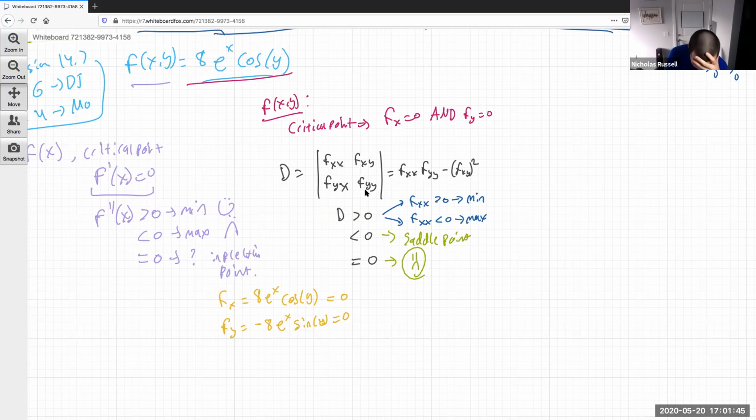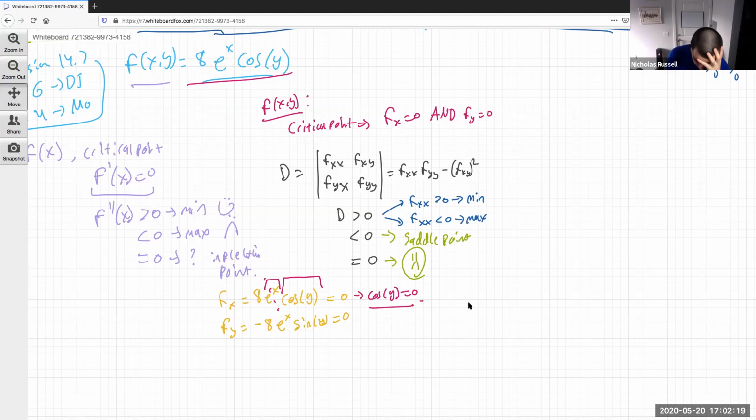Always, it will always be that. So in this case, if this is equal to 0, this means that either this function is 0 or this function is 0. Either e to the x is 0 or cosine of y is 0. Now, e to the x cannot be 0, so this can't happen. E to the x can't be 0. It's impossible for it to be. The only chance I have is if cosine of y is 0.